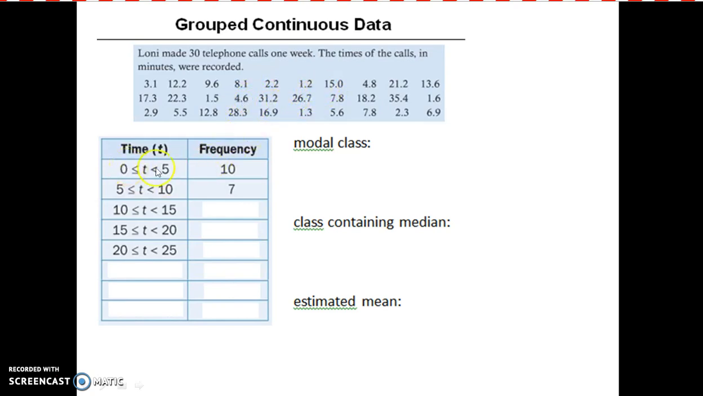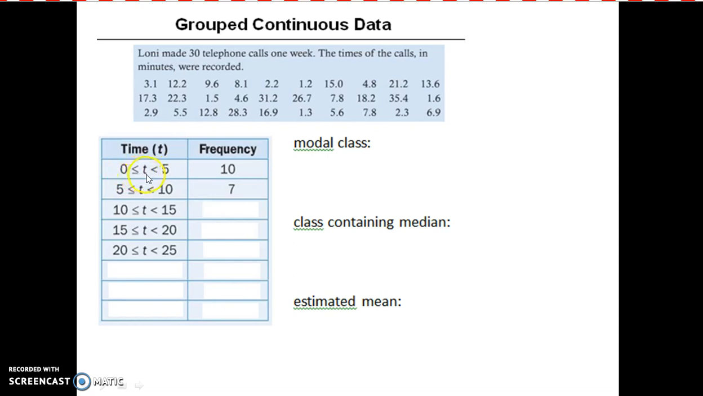So first of all, to set up the table, this is a little bit different than the grouped discrete. In grouped discrete, when one class ended in a number, the next class began with the next number higher. So if this was discrete data, this would have been a 5 and then a 6. But since this is continuous, continuous data can be any number. So you don't have to go from 5 to 6, because you want this to end at 5 and this one to begin at 5, because that way you're not skipping any possible values.